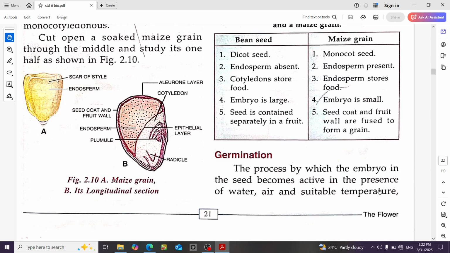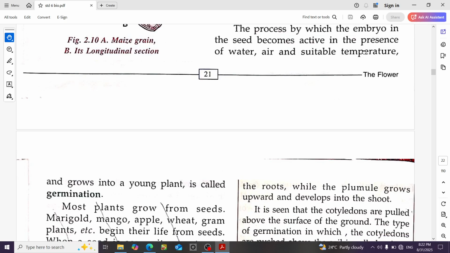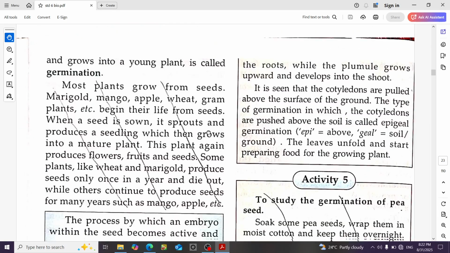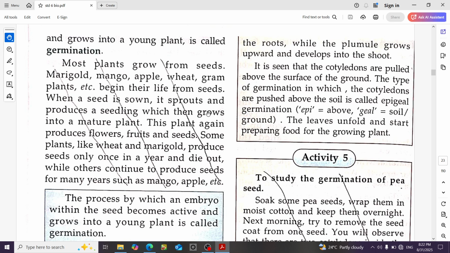Now what is germination? Formation of a new plant. Now remember, the seed contains the future plant. Whenever the conditions suitable for germination, like water, air, and suitable temperature, are there, a young plant grows. That is called germination. So when the plant grows out of the seed, that is germination. Remember this. Most plants grow from the seed. Marigold, mango, apple are the examples. When you put this seed in the soil, when the conditions are right, it grows into a new plant.